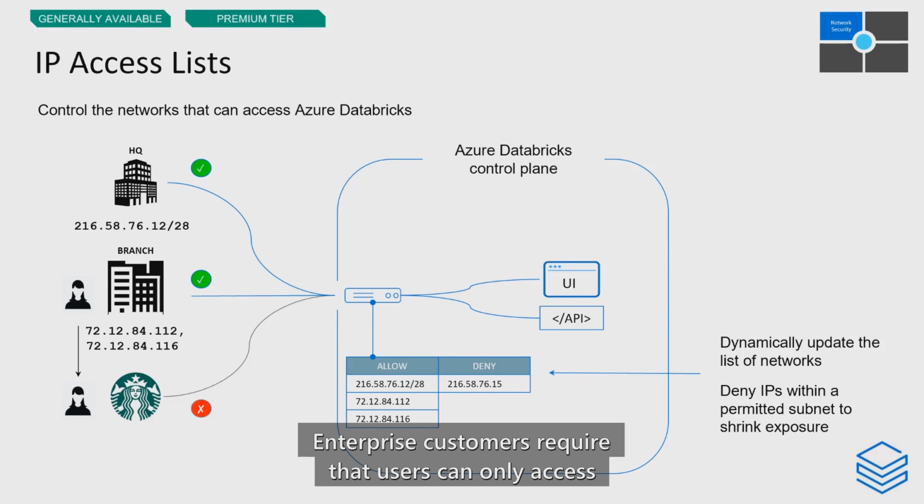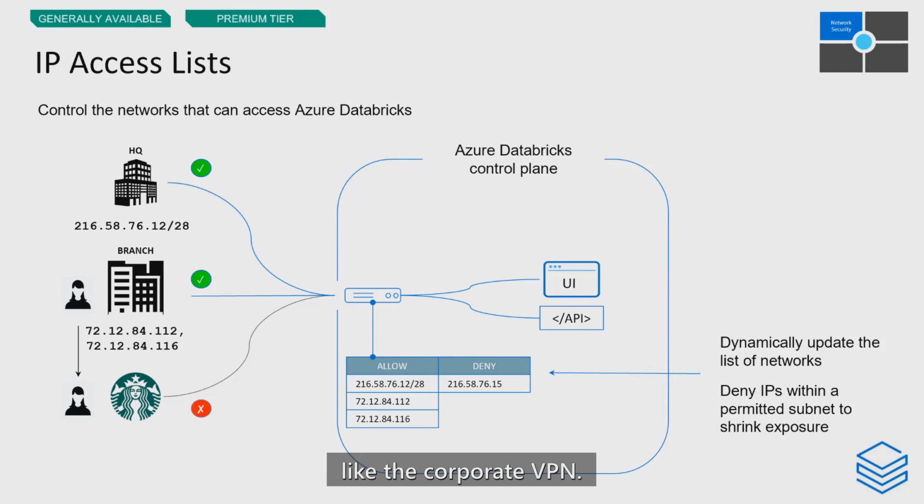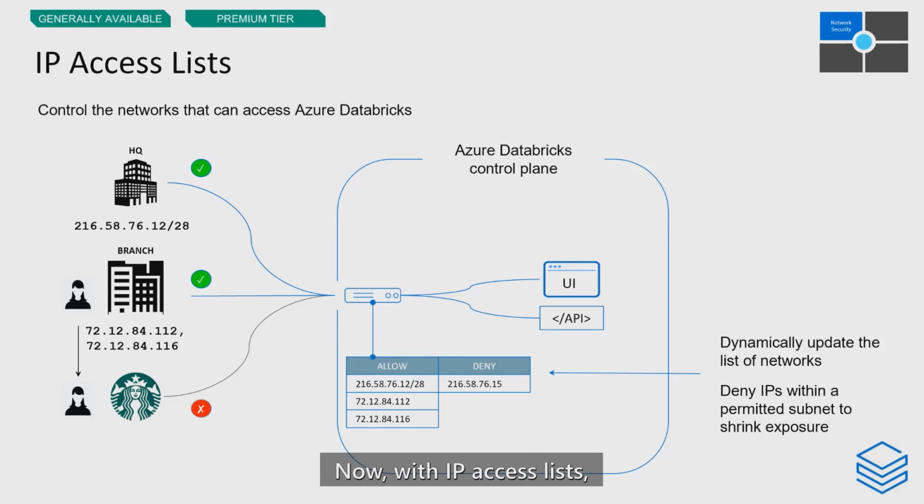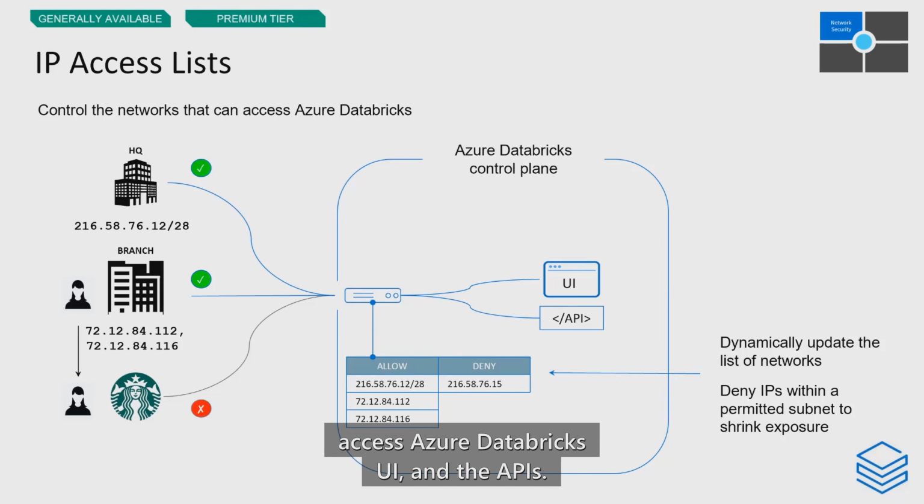Enterprise customers require that users can only access Azure Databricks from the secured corporate network perimeters, like the corporate VPN. This is because they can inspect the traffic and also apply security policies on the network communication. Now, with IP access lists, which is generally available, workspace administrators can dynamically and programmatically configure an allow list of IPs and subnets that can access the Azure Databricks UI and the APIs.